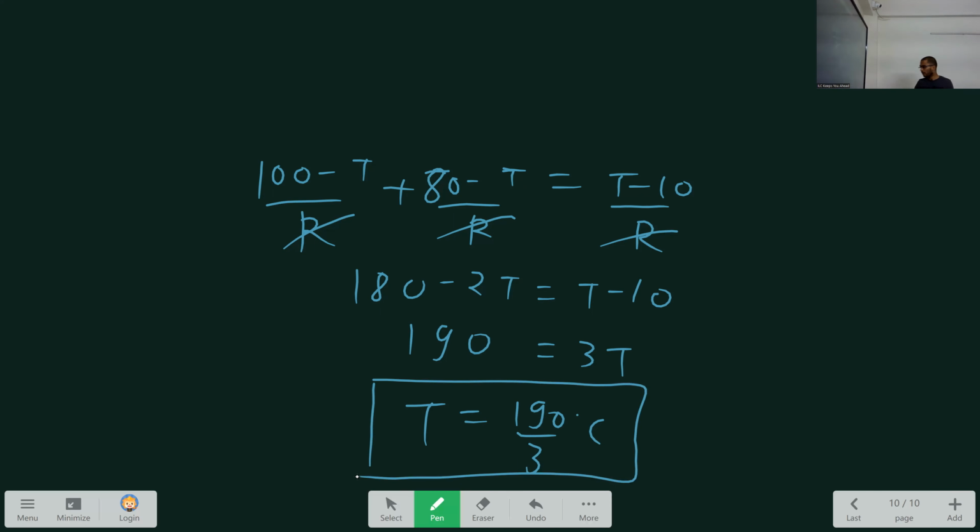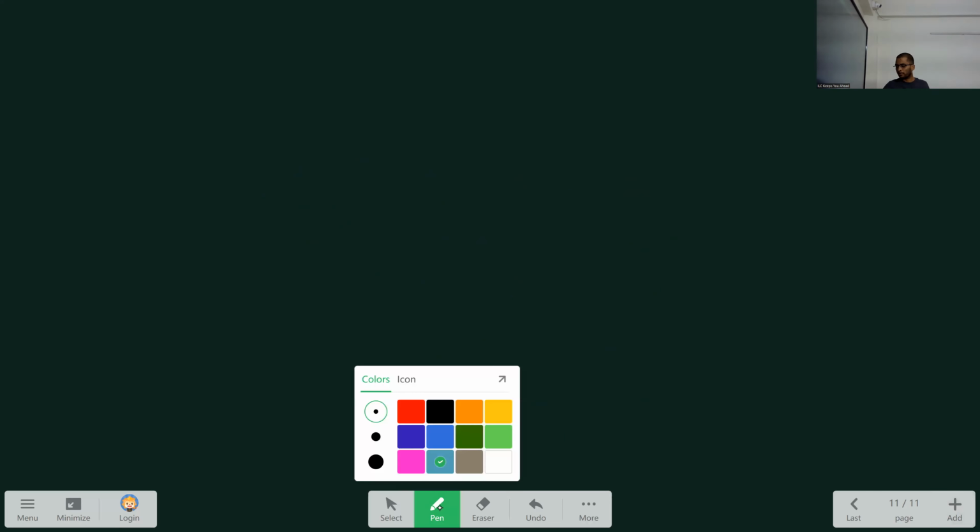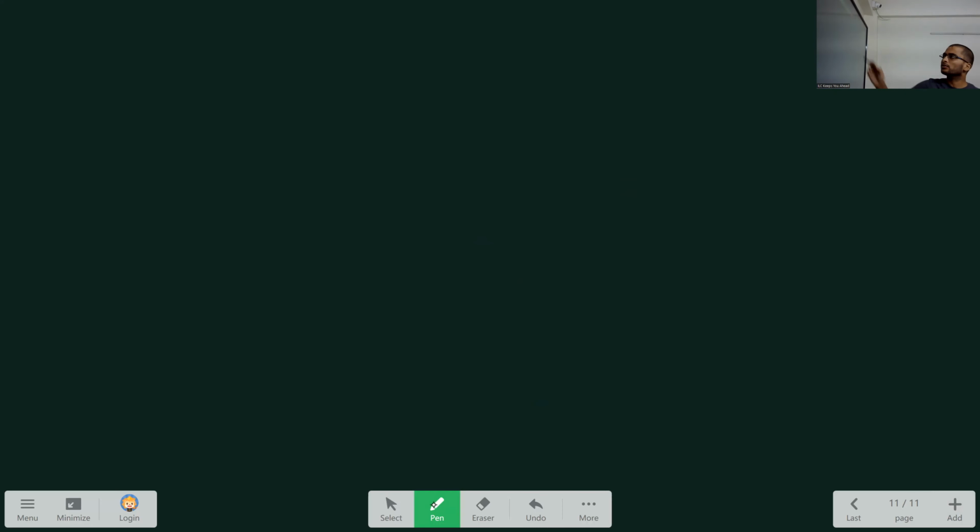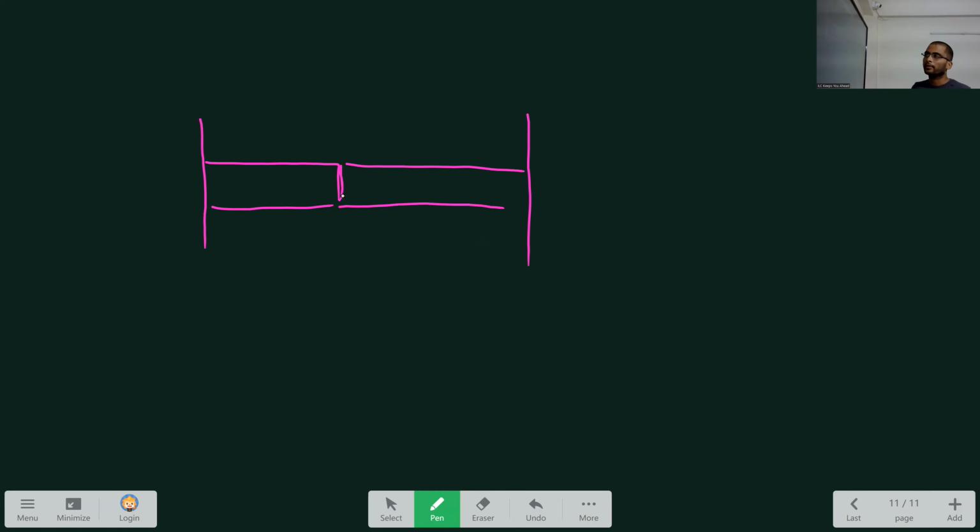Okay. Now students, let's solve another problem. In this case, we are taking, students, suppose two rods which are joined in series like this. Suppose here temperature is 100 degrees Celsius and here temperature is 0 degrees Celsius. Now, suppose this rod has length L, thermal conductivity K, area of cross section A. Now, this rod has length L, thermal conductivity 2K and area of cross section A. Now, again, you have to find the temperature at the junction.